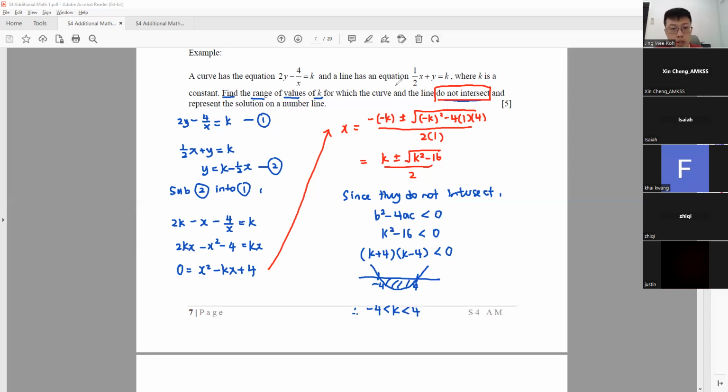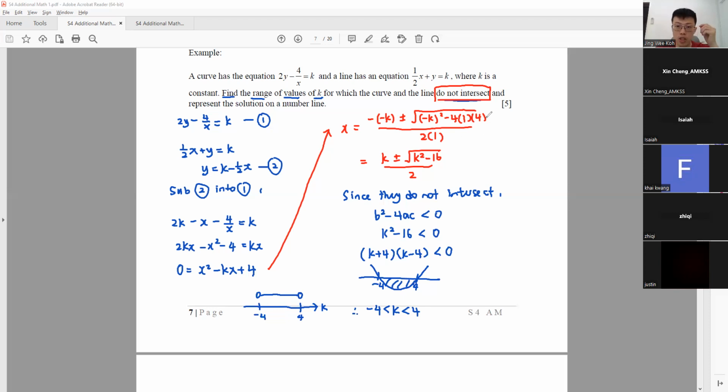Okay, what else did the question say? Represent the solution on the number line. So what you should do is you draw a number line. This is k, this is negative 4, this is 4. Your k is between negative 4 and 4. Okay, so this is represent the solution on the number line. This is find the range of value of k.